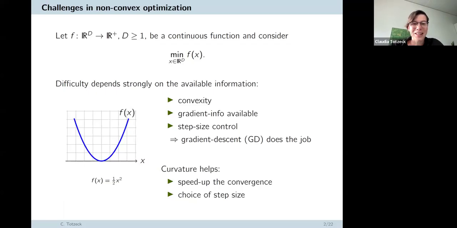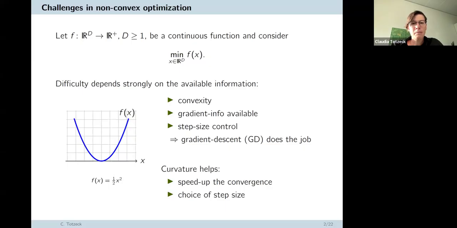So let's go to the simplest problem that you can think of: x squared. It's convex. You have gradient info available very easily, and with step size control, gradient descent will do the job. So I say, joking a little bit, that if you have a method that is not able to solve the x squared minimization, then you shouldn't call it an optimizer. This is really the benchmark problem. But even here, gradient descent does the job, but very slowly. So you can think of methods to speed this up. There, for example, curvature helps, or a very sophisticated choice of step size will help.